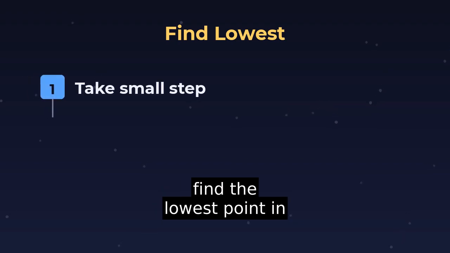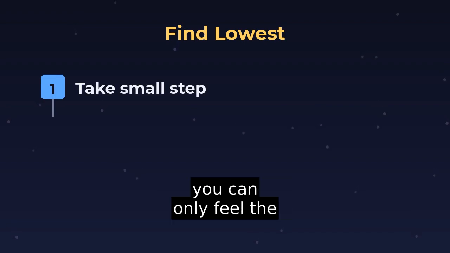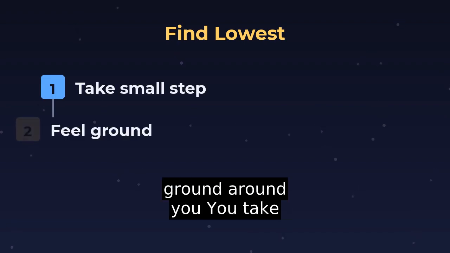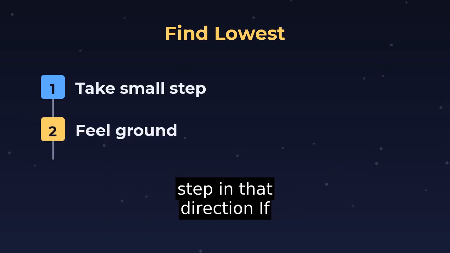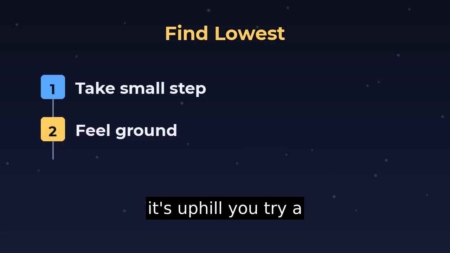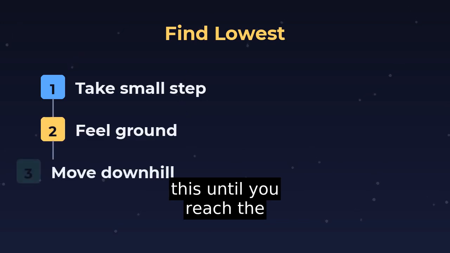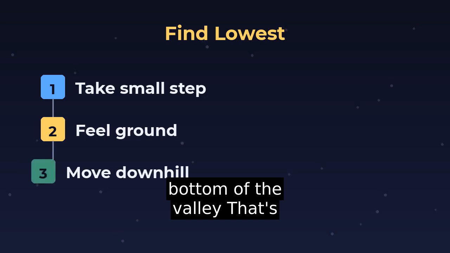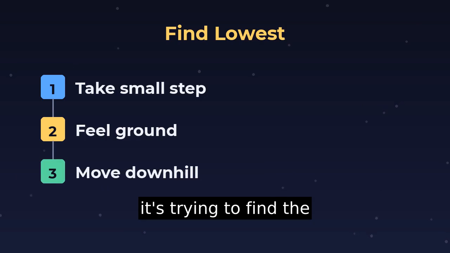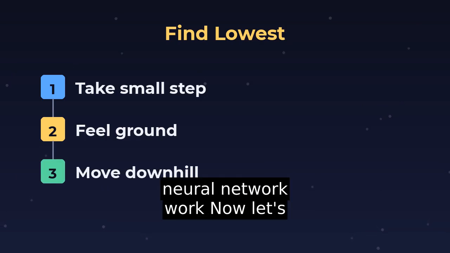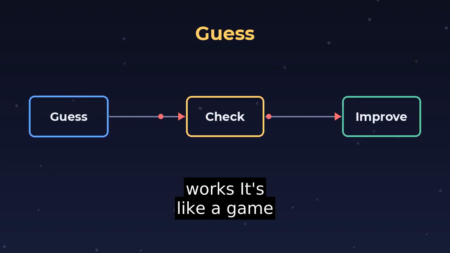Imagine you're trying to find the lowest point in a valley. You're blindfolded, and you can only feel the ground around you. You take a small step, and if it's downhill, you take another step in that direction. If it's uphill, you try a different direction. You keep doing this until you reach the bottom of the valley. That's basically what gradient descent does, but instead of a valley, it's trying to find the best way to make your neural network work.